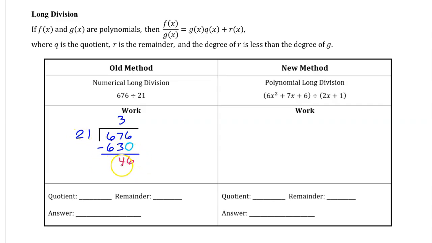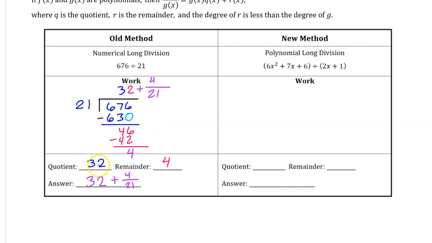And then we sort of start over. How many times does 2 go into 4? 2 times. So we put a 2 up here. Now we take that 2 and we multiply. 2 times 21 is 42. So we put that 42 and then we subtract again. We get a remainder of 4. And what we do with the remainder is we add it on to the end, but we put 4 over 21. So we could say the quotient is 32 with a remainder of 4, and we would write the answer, as I said, 32 plus 4 over 21.